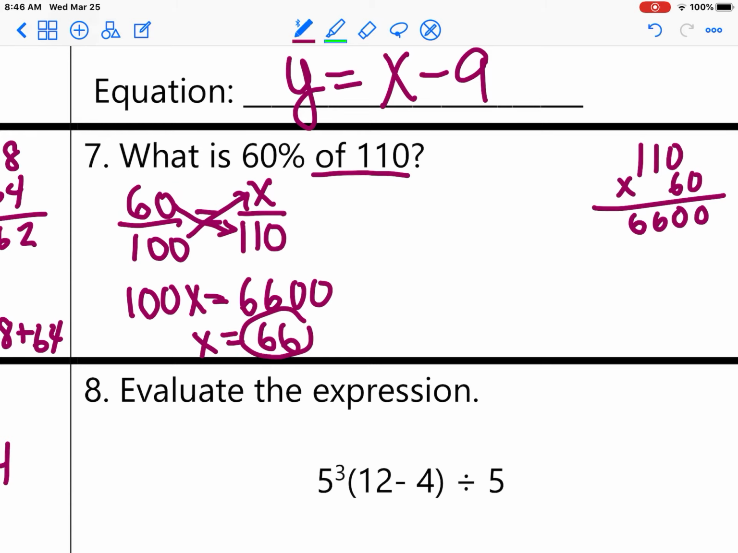So that's one way to do it. 60% of 110 is 66. Now, there's an easier way to do this, and that is just to multiply your number times the decimal for the percent. The decimal for 60% is 6/10. So when you do that, you get the same answer, right? Okay, so number 7, 66.